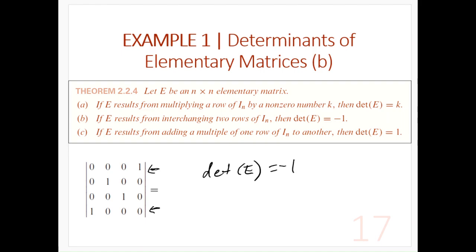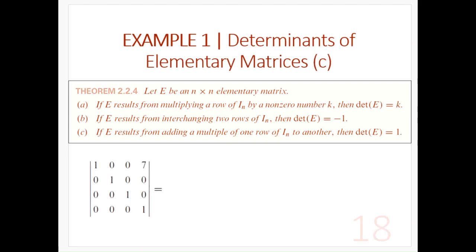All we did was interchange the first and last row, but now we know the determinant equals -1. And then for our last relationship in C, it says if E results from adding a multiple of one of the rows of an identity matrix to another, then the determinant of that elementary matrix equals 1. So here we multiplied 7 times this last row, and added it to the first to get this new elementary matrix. And so now we know from this theorem that the determinant of E equals 1.